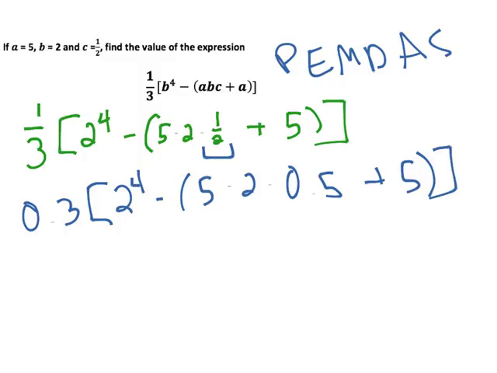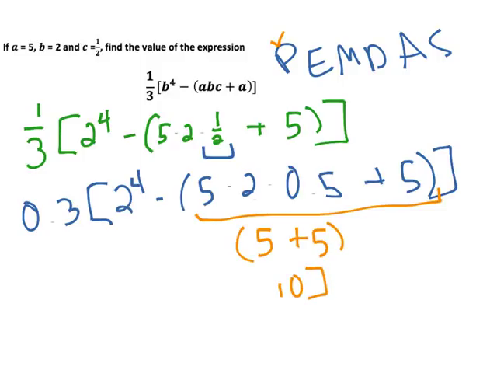Okay? So, we do have parentheses. And within the parentheses, we have parentheses. Okay? So we still have to keep our PEMDAS within parentheses. So 5 times 2 is 10, times 0.5 is 5. And so in this case, we have 5 plus 5, which is 10. And now we can move on to our exponent.